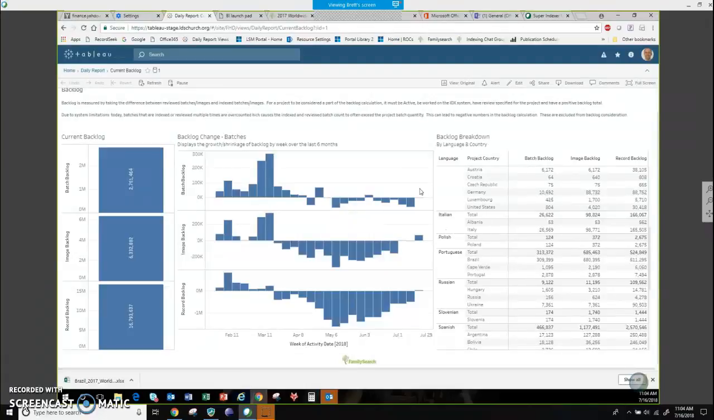But what's the difference in a record and an image? Okay, so quick explanation of batches, images, and records. A batch obviously is what we download. We download a batch when we go into the indexing interface. And that batch, if it's a quick batch, will only have one image in it. But if it's a regular batch, then it may have 5 images or 10 images, depending on the project, and also depending upon the number of records on an image. Some images just have one record, a single birth certificate or single death certificate.